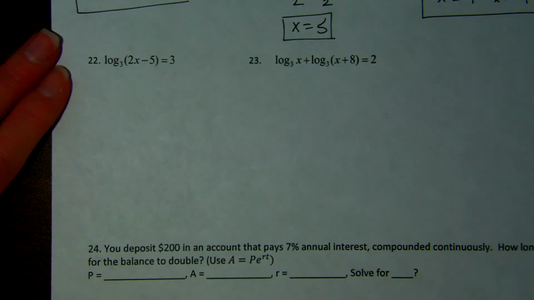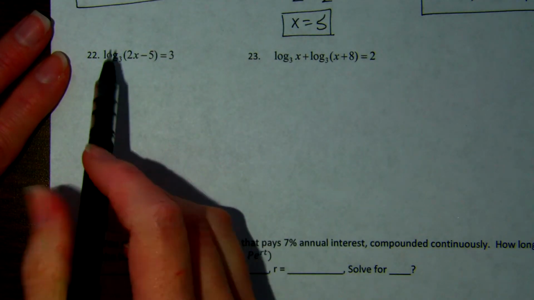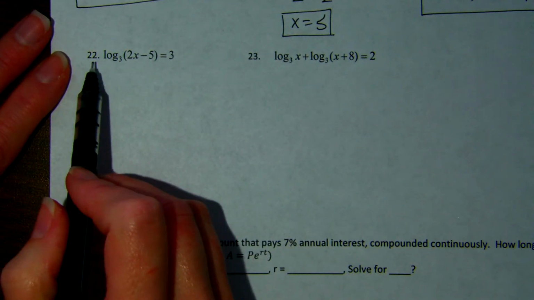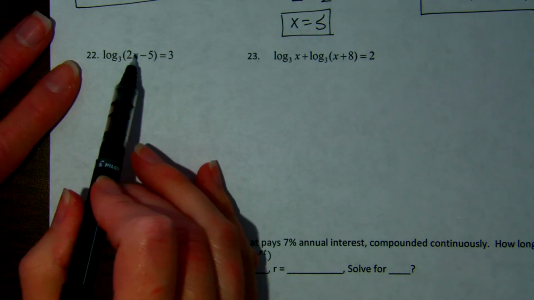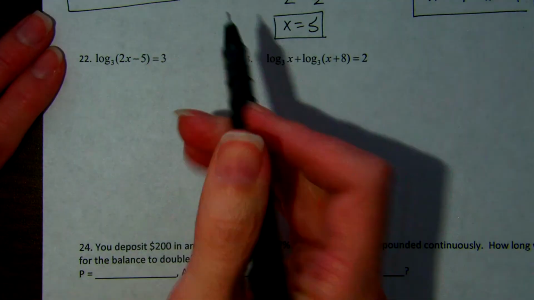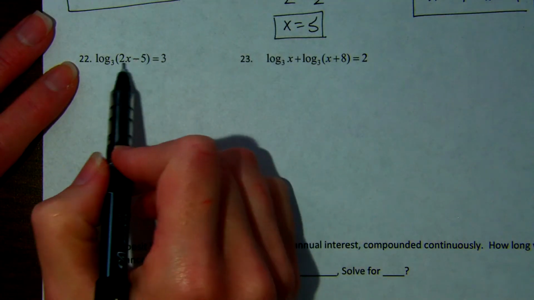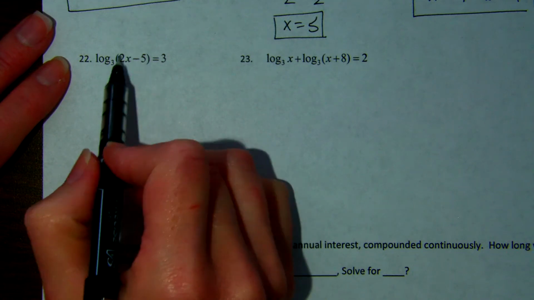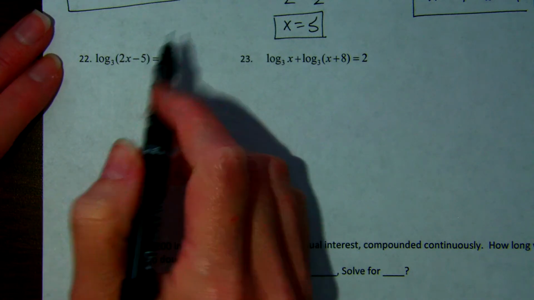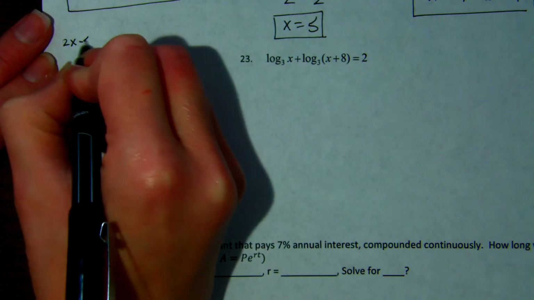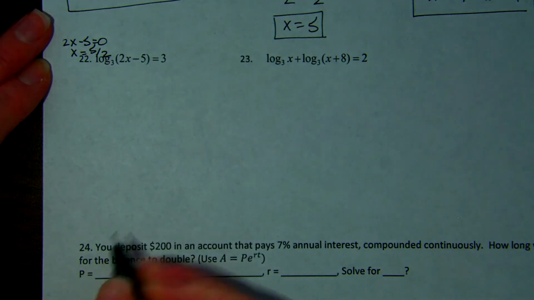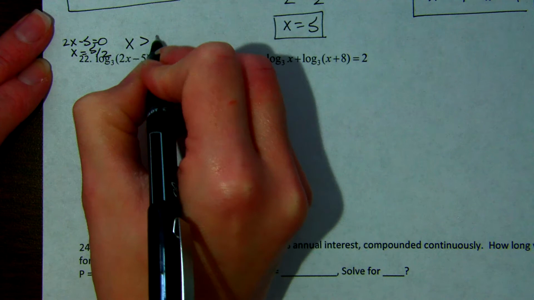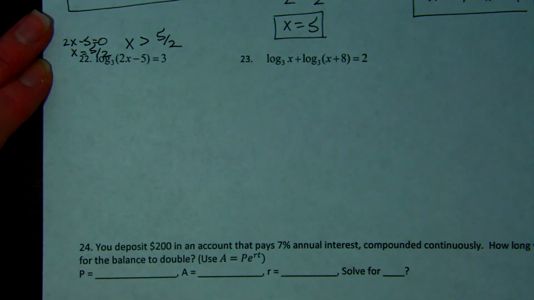All right, guys, 22. Here we only have a log on one side of the equal sign, so this is approached just a little differently. Now, I do want to look at this and formulate a domain restriction, a restriction on the solutions I can have. So you do that by finding out where the inside of the log would be 0, so 2x minus 5, where would that be 0? That happens at x equals 5/2. Okay, so x must be greater than 5/2. That's our restriction on our solutions.